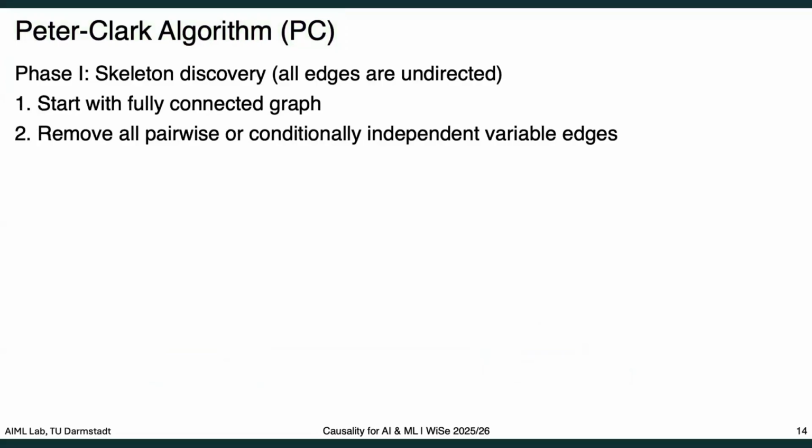So the PC algorithm can be simply divided into two phases. Phase one, skeleton discovery. So that's also what you meant, right? We identify all undirected edges. So basically we remove all edges that shouldn't exist from the graph. The rough idea is to start with a fully connected graph and then do a bunch of independence tests to figure out which edges cannot possibly be part of the true graph. And then this leaves us with the skeleton.